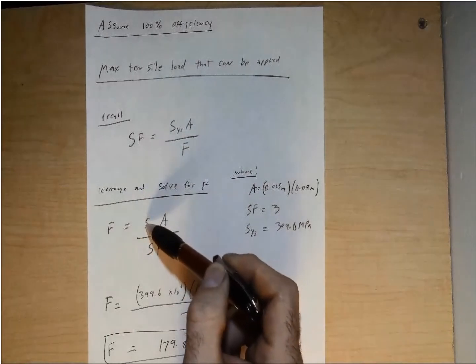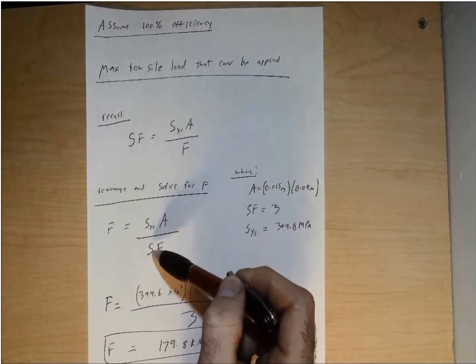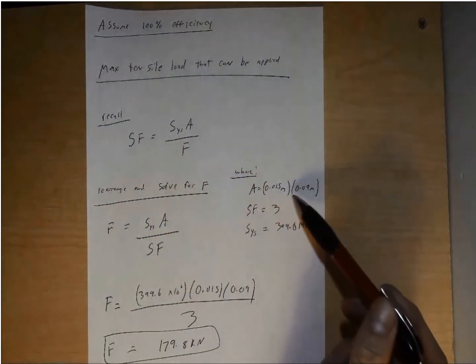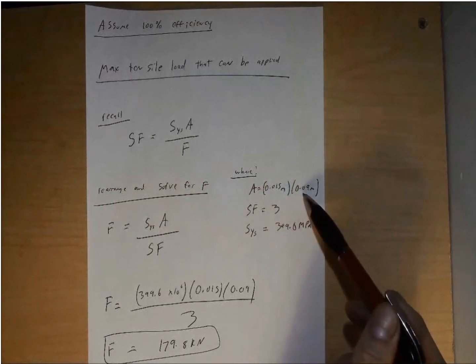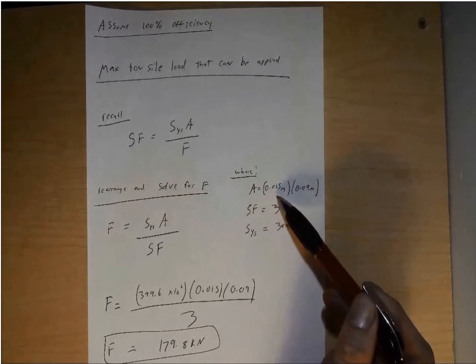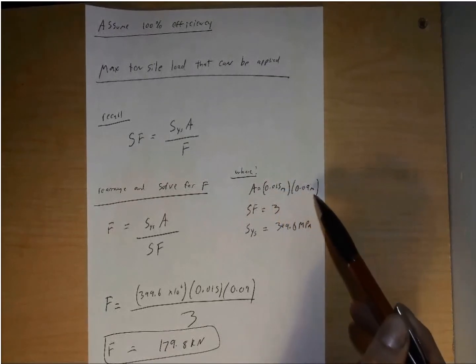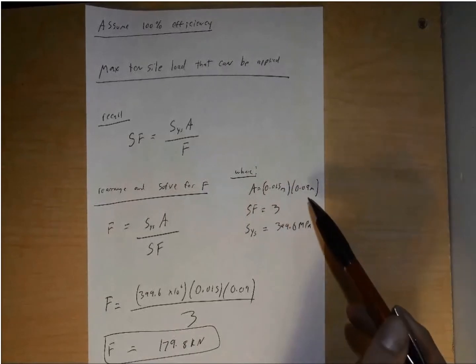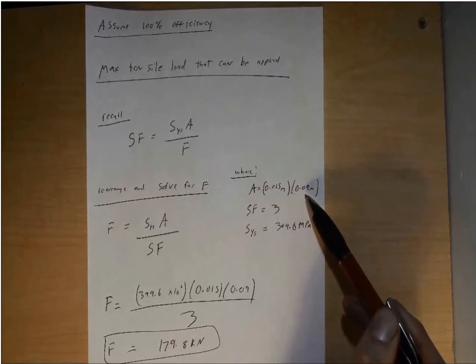So F is equal to our S_YS times A all over our safety factor here, where our A can be found by the dimensions given in the problem statement. We have the thickness and the length. So we convert from millimeters to meters. So this is 0.015 meters times 0.09 meters, instead of 15 millimeters and 90 millimeters, we now convert to meters here. So we have an area based off of those dimensions there.